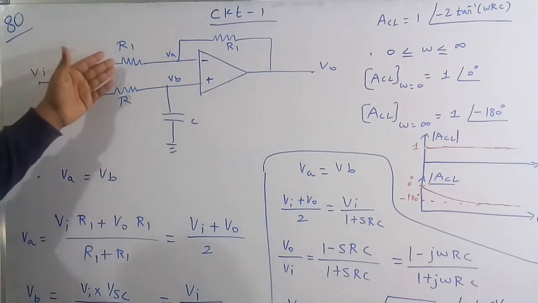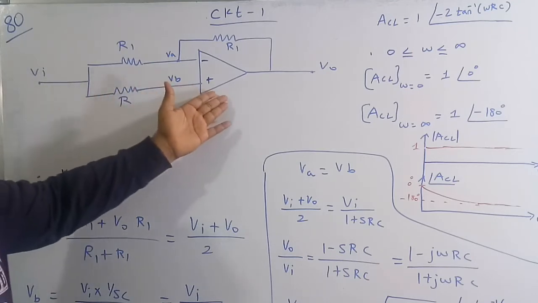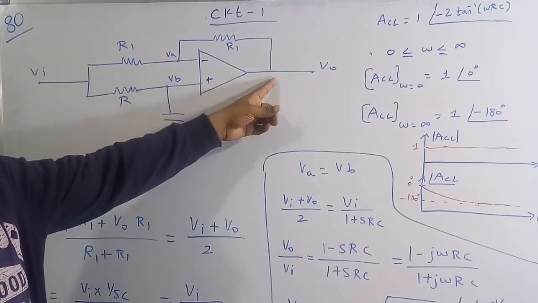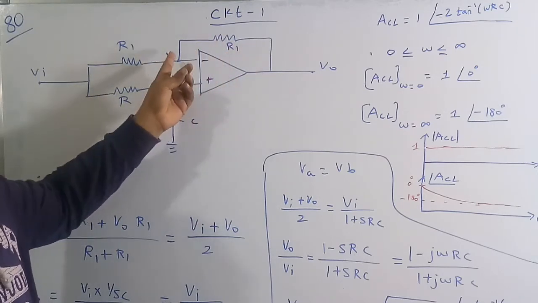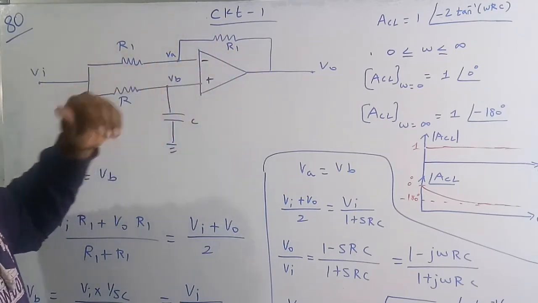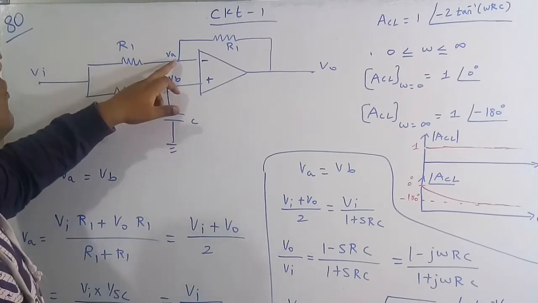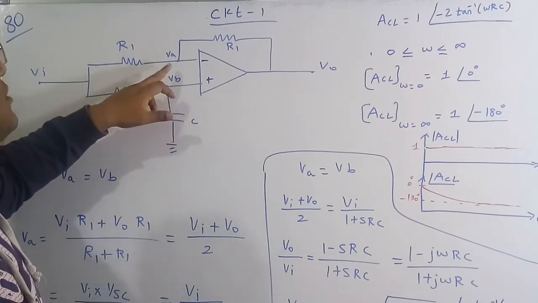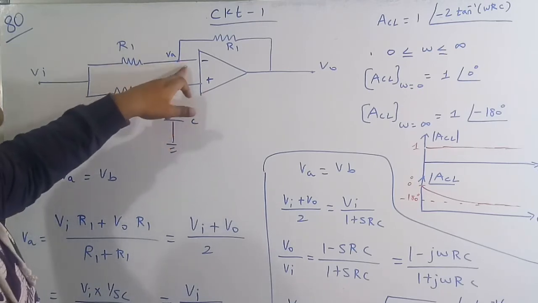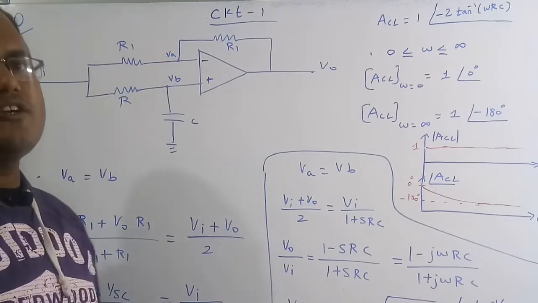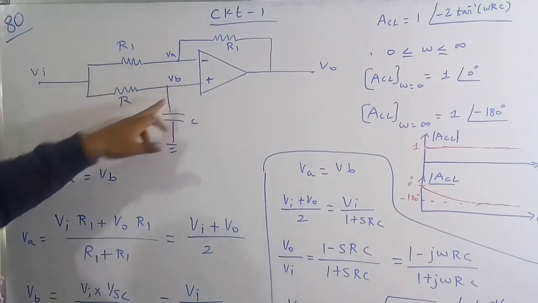Here there are resistor R1, and here is R, and a capacitor C. Basically it is a negative feedback, because we give the output as feedback to the negative, or inverting, terminal. So in the negative feedback circuit, always this voltage VA and VB, the negative terminal voltage and the positive terminal voltage, are nearly a virtual short circuit, meaning they have equal voltages. So here VA is equal to VB.